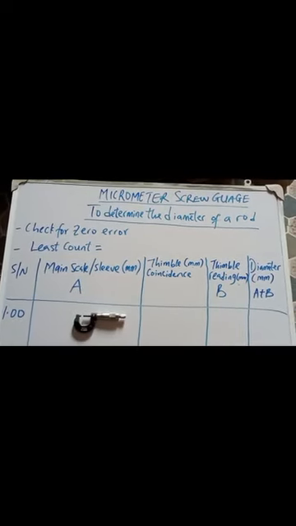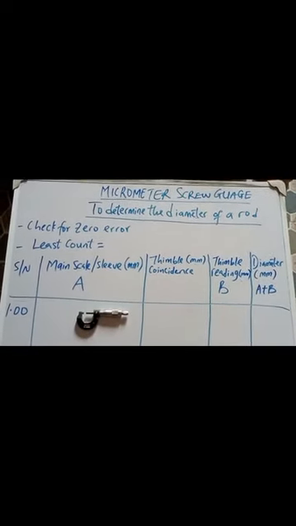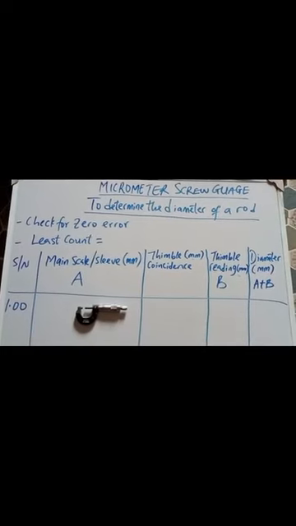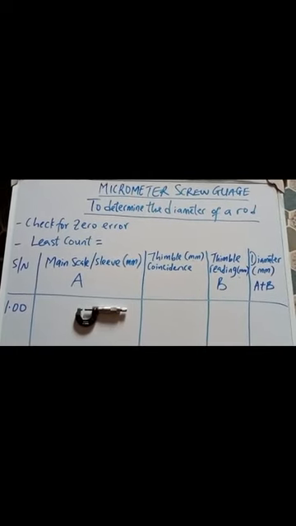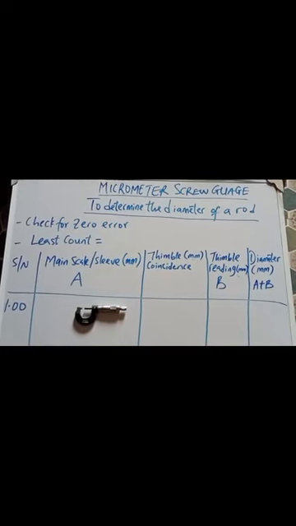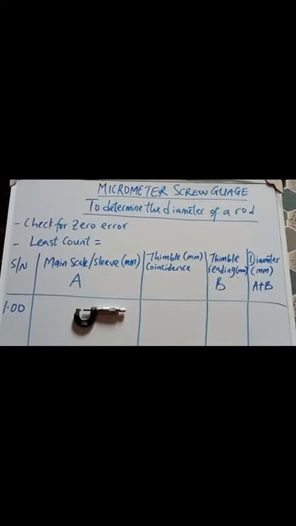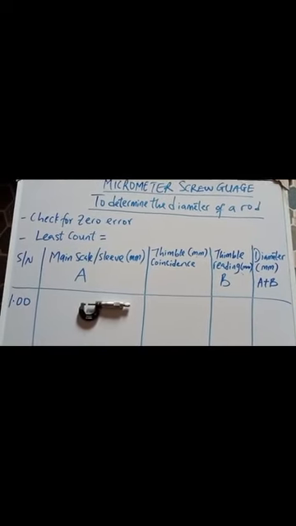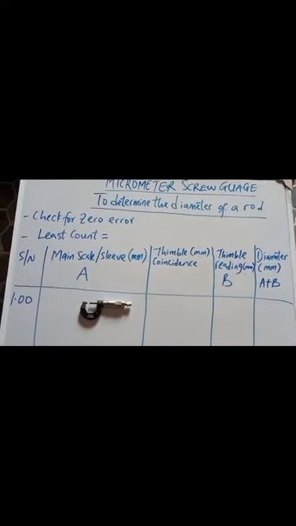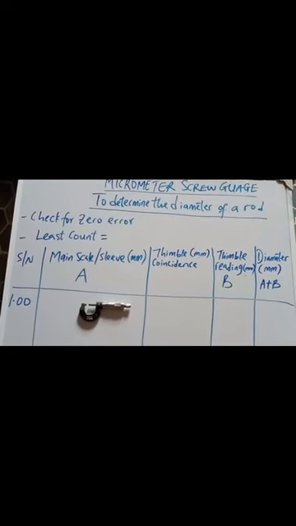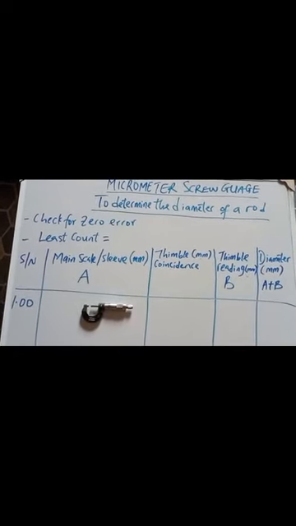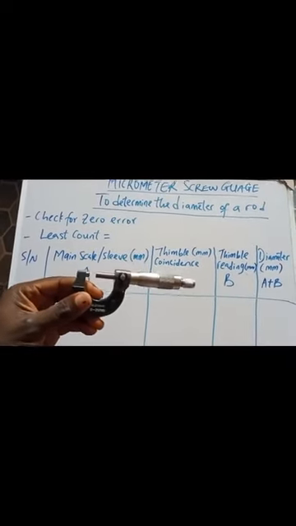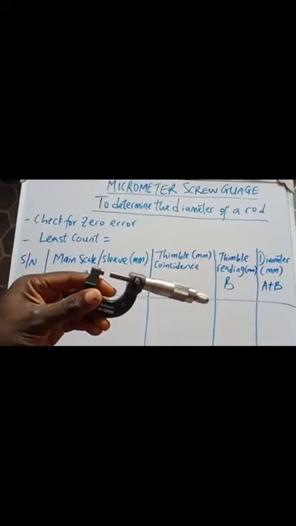Good day viewers, welcome back to our YouTube channel at Smart Edu TV. Today we are going to be looking at the micrometer screw gauge. We want to see how we can use a micrometer screw gauge to determine the diameter of a rod. The first thing we are going to do is to check for the zero error of the instrument we want to use. This is our micrometer screw gauge, so I want to check for the zero error of this instrument.